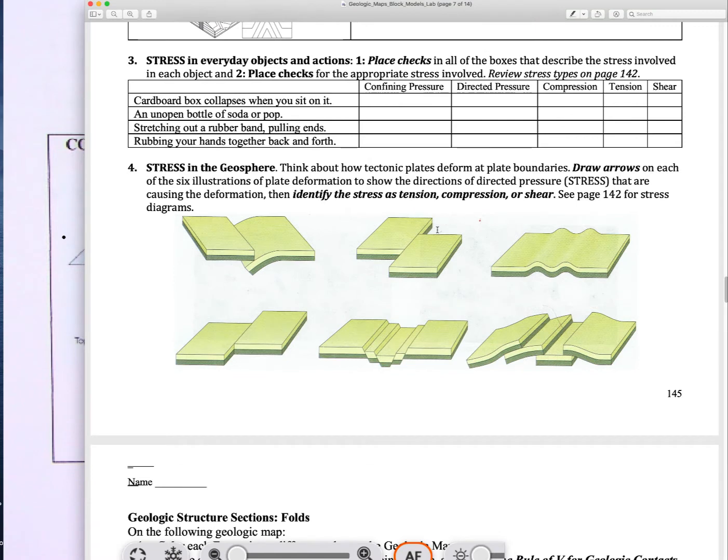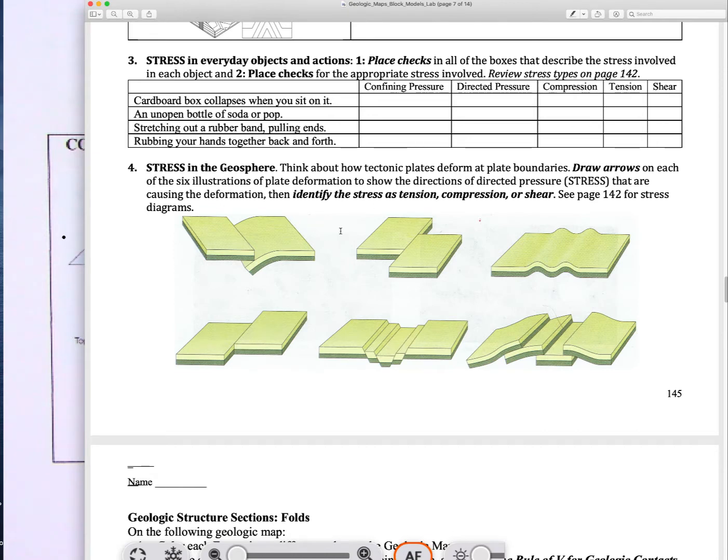So for number 4, now we have some tectonic settings, right? So I want you to draw arrows here. Draw arrows on each of these figures to tell me which way the vectors are going. For example, it looks like here we're seeing a subduction zone, so the two vectors are moving toward each other. Also, I want you to tell me what type of stress. Is it tension, compression, or shear?